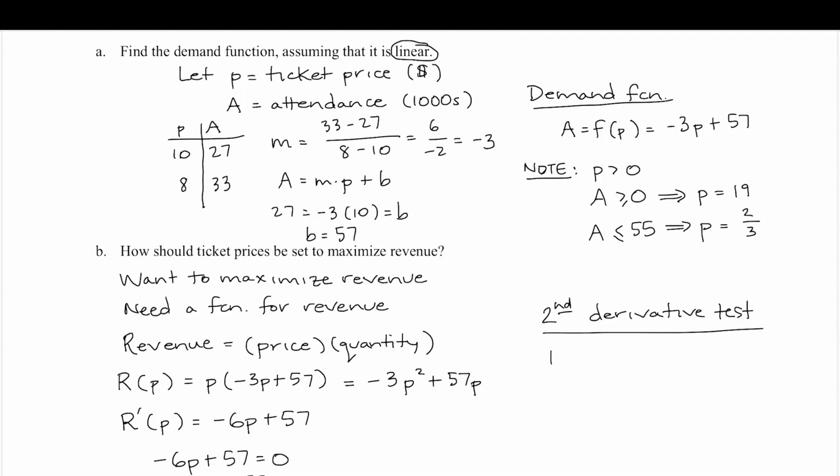So in this case, the second derivative is very simple. R double prime of p is negative 6, which is always less than 0, which means my revenue function is concave down, which means my critical point is giving me a maximum, right? If my function's concave down and I have a place where the first derivative tangent line is horizontal, that must correspond to a maximum.